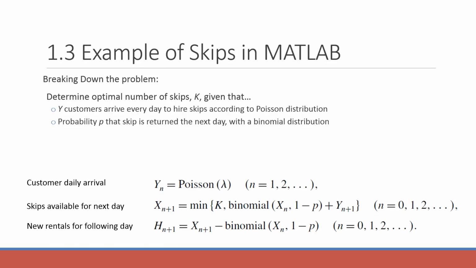So to close out, they were given a problem in the book to determine the optimal number of skips to hire for a certain business based off of a customer arrival rate and the probability that a skip is returned the next day or is still out on hire, and that was also determined from a binomial distribution. We were given the following on the slide to solve this problem.